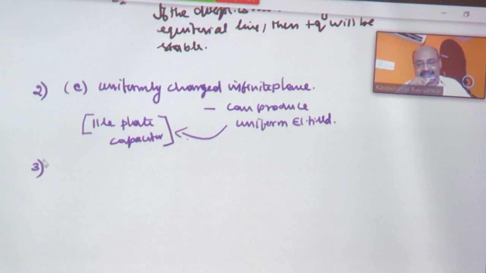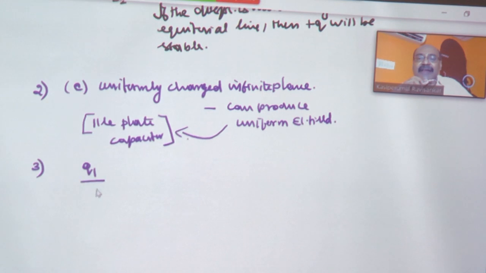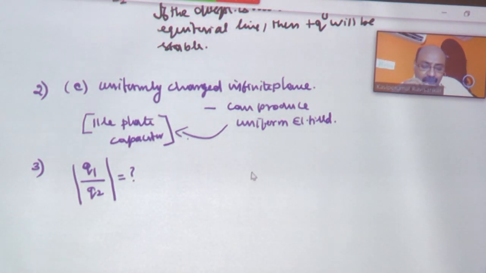What is the third question? A diagram is given and they have asked what is the ratio of the charges Q1 divided by Q2 for the following electric field line patterns. So you are asked to calculate the magnitudes of Q1 and Q2. In the diagram, Q1 is considered to be a negative charge and Q2 a positive charge, because towards Q1 the electrical lines of force are coming, and from Q2 the electrical lines of force are moving away.